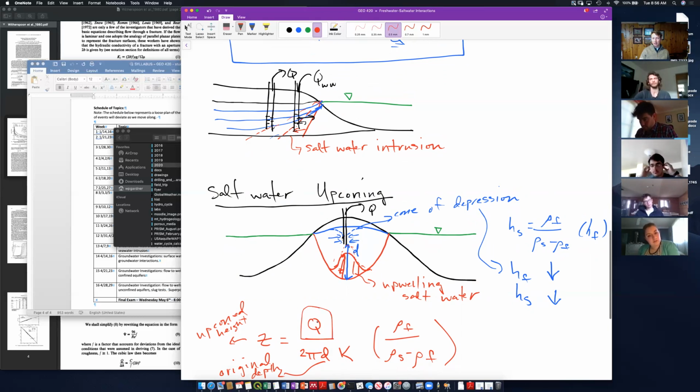So if I decrease pumping here, then I'll decrease the upconing height. If I decrease pumping here, then I'll decrease the seawater intrusion height. If we have to use water for various reasons, then if we re-inject, we can mitigate some of these problems and try to maintain the saltwater interface at a distance from our extraction wells.